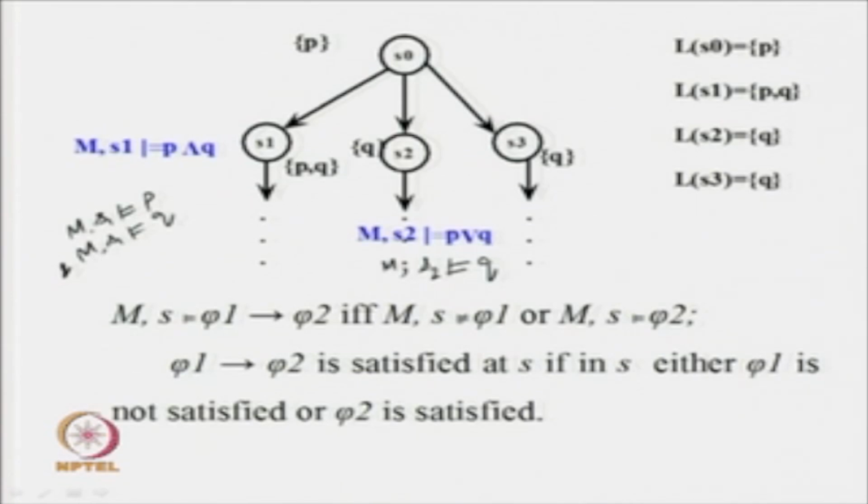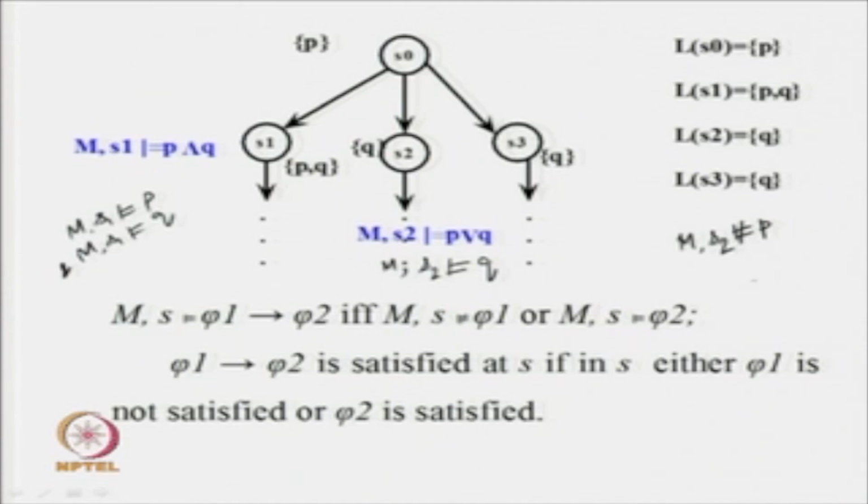But now, if you look into that state S2, you will find that M, S2 does not model P, because it is not labeled with P. Since S2 is not labeled with P, that means it is not in this particular labeling function, that means the atomic proposition P is false in this particular state S2. Since P is false, it does not model P.